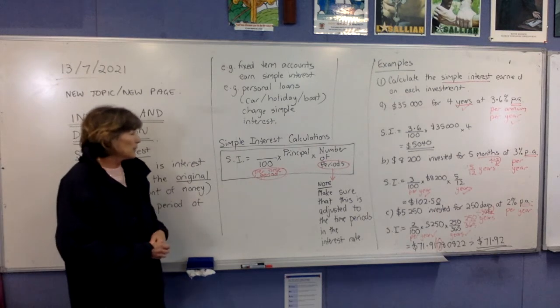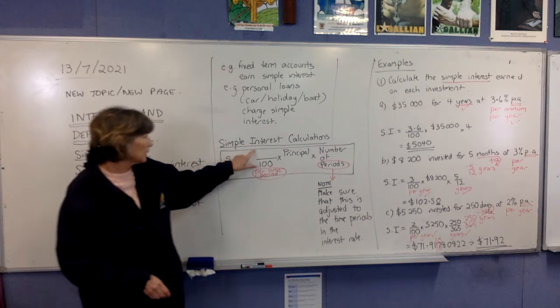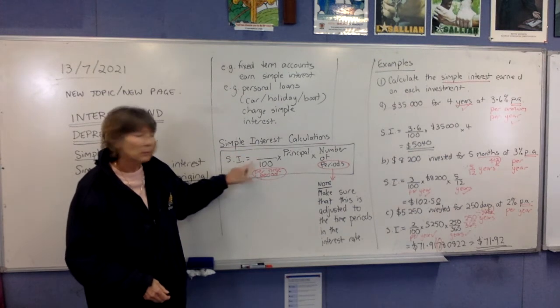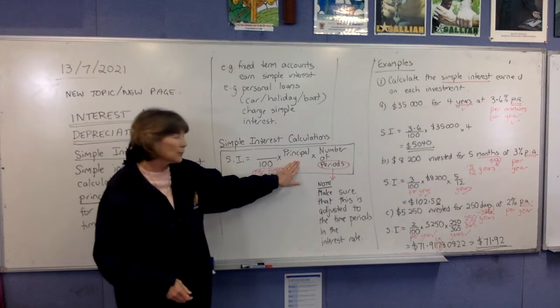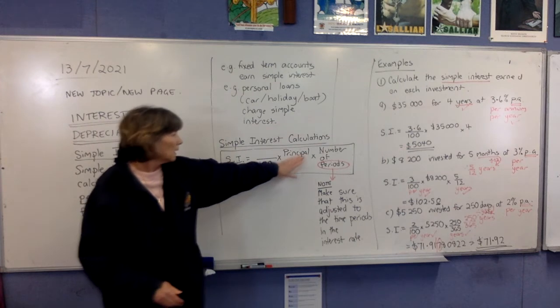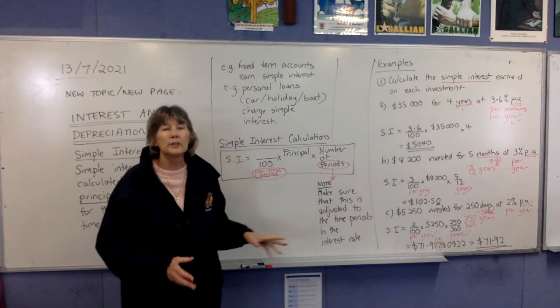Okay, so the simple interest calculations, we always start with the interest rate. So if it's 7%, it'll be 7 over 100. We always start with that. Then it's of the money that you're borrowing or investing, depending on what's happening, times by the number of periods of time.